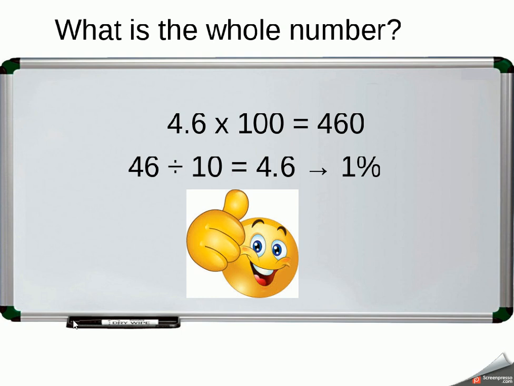So what I did was I divided the 46 by 10, because the 46 represented 10%. And if I divide it by that 10, it gives me 1% of it. And then I multiplied it by 100 to give me 100%, whatever the original was, which is 460. If that had been represented 8%, then I would have done 46 divided by 8 times 100. If it had been 27%, I'd do 46 divided by 27 times 100, and so on.